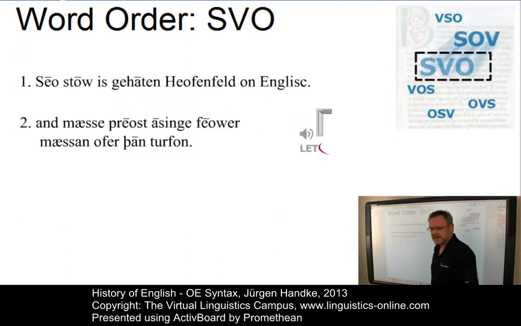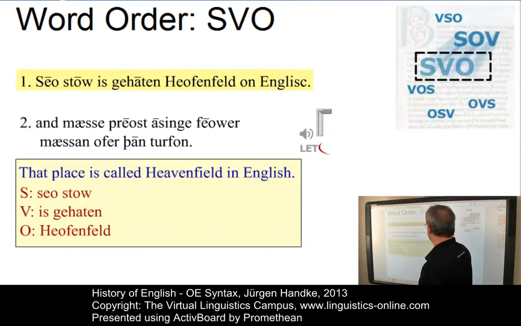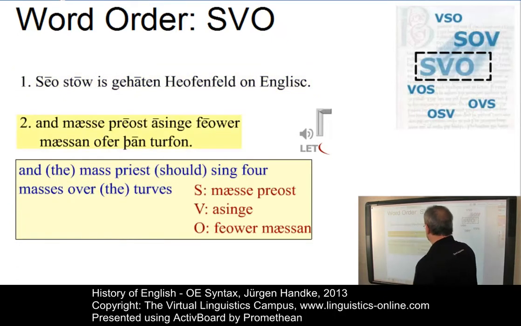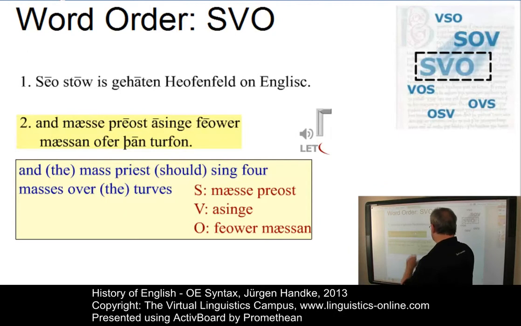Here is the first, the SVO word order. Let's take this sentence first. Seostow is Jehaten Herenfeld on English. Seostow, the subject, is Jehaten, the verb, Herenfeld, the object, so clearly an SVO structure. Number 2. And messe preost, asinge für messan, overthan turvon. Clearly an SVO structure with masse preost being the subject, asinge the verb, and fer massan the object.